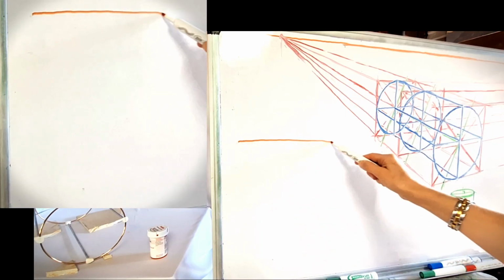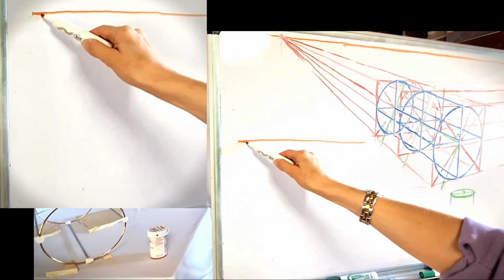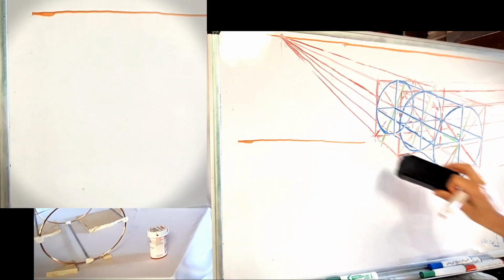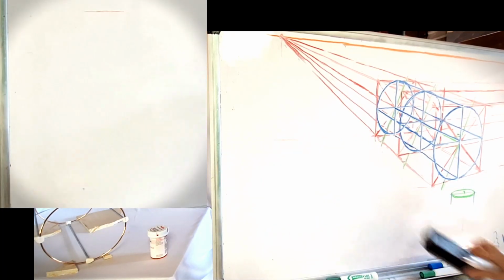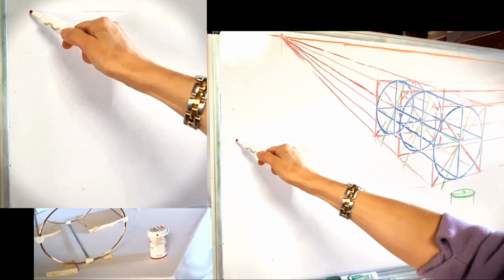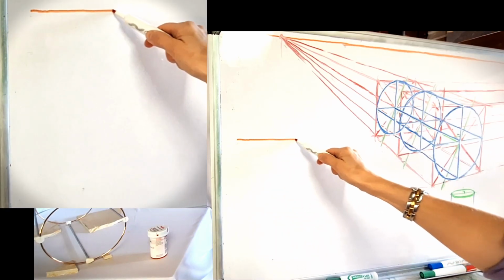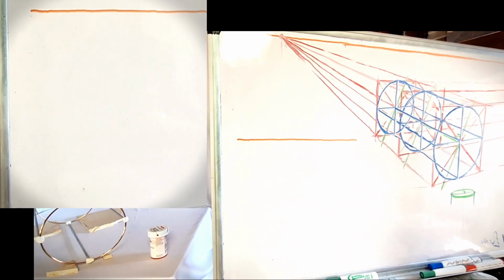So again, I like to use an orange marker for my horizon line. Now when you draw everyday objects, you don't have to do the horizon line. This is strictly for practicing when we're learning the main rules and training the eye.